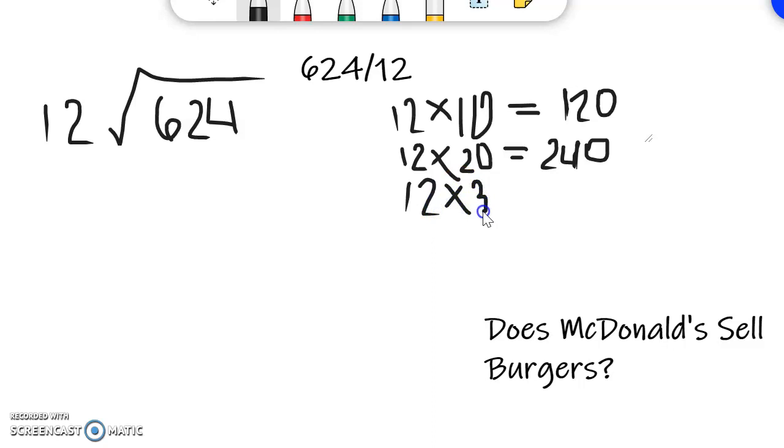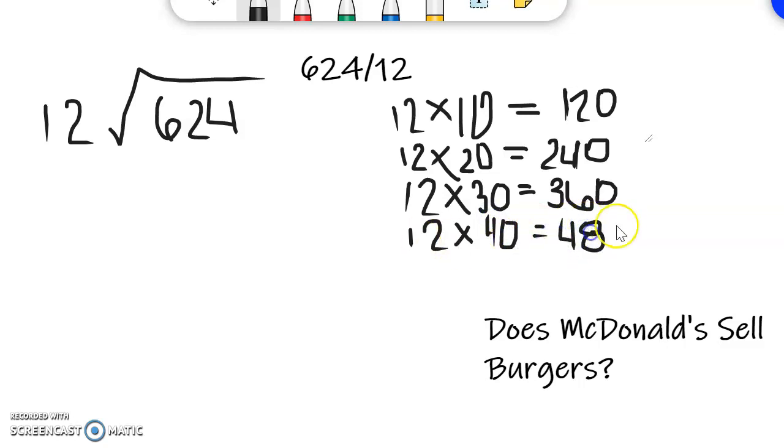The next benchmark number is 30. So when I do 12 times 30, I'm going to multiply 12 by 3 first and get 36, and then I'm going to count my 1 zero and add it at the end. The next benchmark number is 40. So I'm going to do 12 times 40. 12 times 4 is 48, and then when I count the zeros, there's 1 zero, so I'm going to add it on the end.